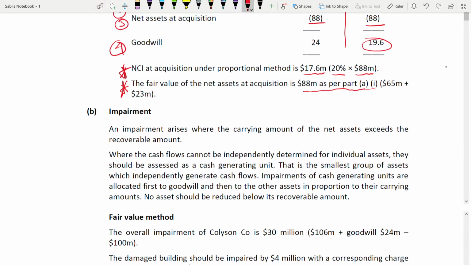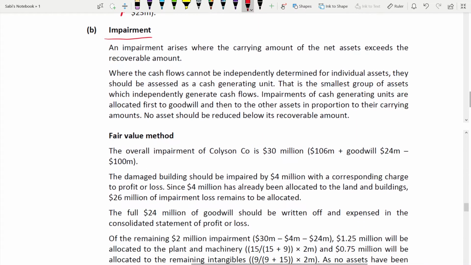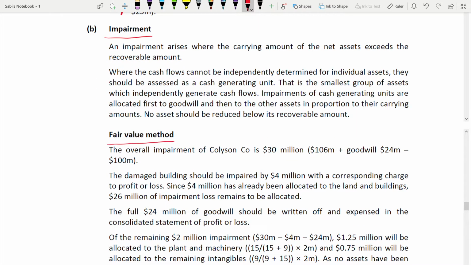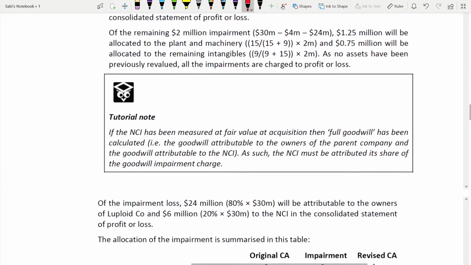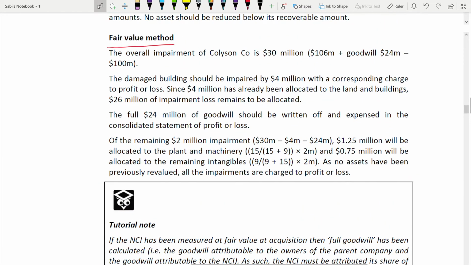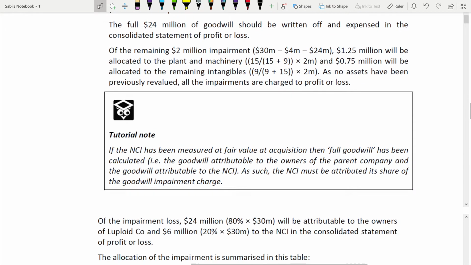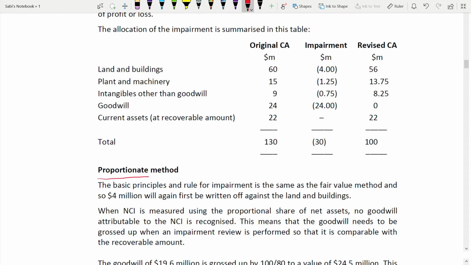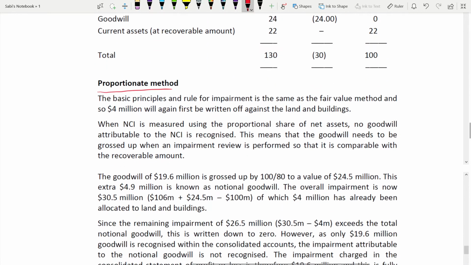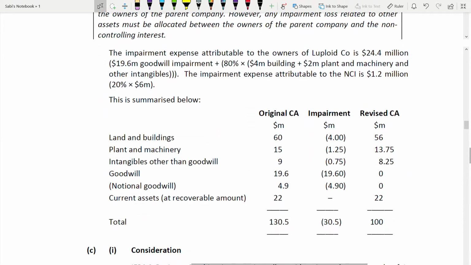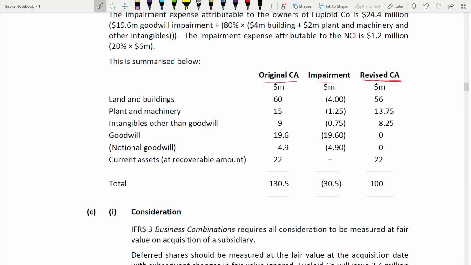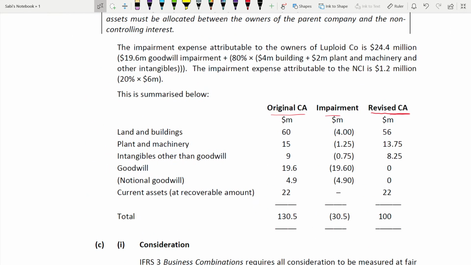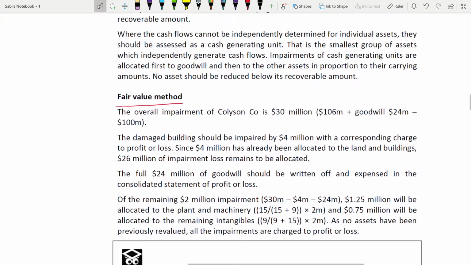So if you see, this subheading has been used: impairment. Then we have the fair value method. Why? Because two methods have been used to calculate NCI. Okay, because it will change. As you can see here, they have discussed it, and our numbers are also there, so it's both calculation and all. Okay, then we have the proportionate method, the same way as we have done for the fair value. Okay, this table is here where you have the original, this, the impairment, then the revised. Okay, and so that's it. Okay, let us go through it. Impairment.